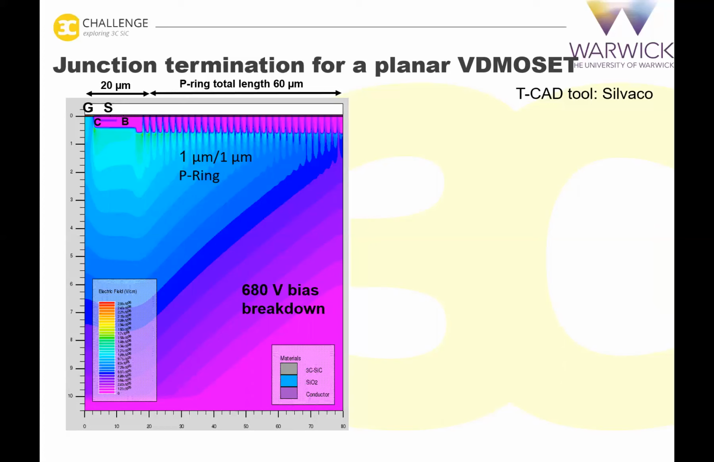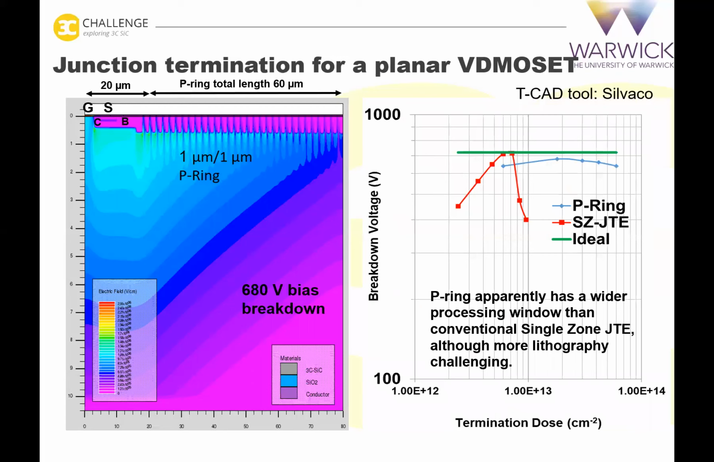And with this termination, the device blocking ability has been greatly improved from 230 to 680 volts, which is close to the ideal value. If we compare the more conventional single or double zone JTEs to the P-ring, the P-ring has the advantage of being less sensitive to the P-type junction dose variations. And this variation can be an issue for silicon carbide processing, because silicon carbide generally requires implantation and activation.